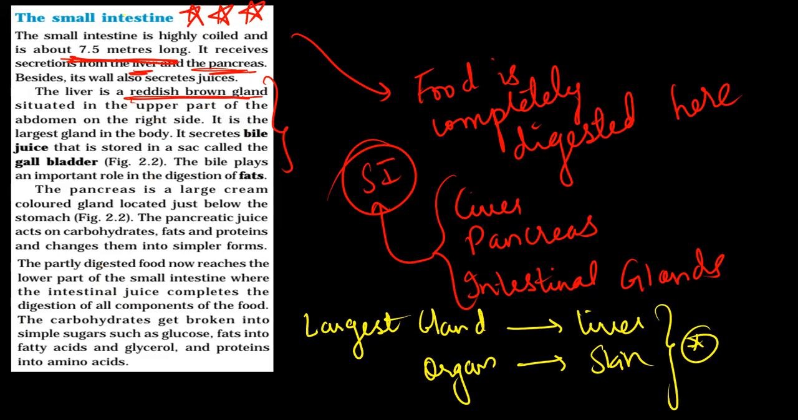This is located in the upper part of the abdomen, and it is the largest gland. It secretes bile, and it is stored in a sac called the gallbladder. In the previous diagram, you must have seen the gallbladder. I marked it neither as an organ or a part of the digestive tract, nor as a gland, because the gallbladder stores the secretion from the liver. It doesn't secrete anything. It stores bile, and bile plays an important role in the digestion of fats.